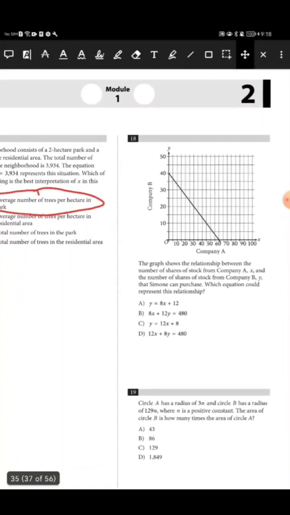Okay, moving on to question number 18. Here, as you see, is a graph that shows the relationship between the number of shares of stock from company A, which is the x values, and the number of shares of stock from company B, which is the y values, that Simon can purchase. Which equation can represent this relationship? So we need a linear equation that represents this relationship.